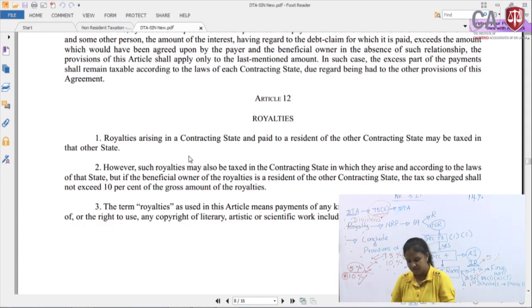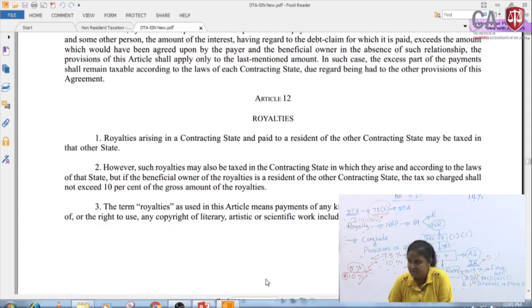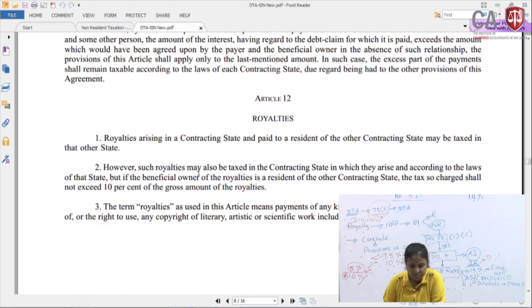What is the rate, Lamai? In our law, the royalty is 14%, what's given in the treaty. However, such royalty may also be taxed in the contracting state in which they arise and according to the laws of the state. But if the beneficial owner of the royalty is a resident of the other contracting state, the tax or charge shall not exceed 10% of the gross amount of royalty.